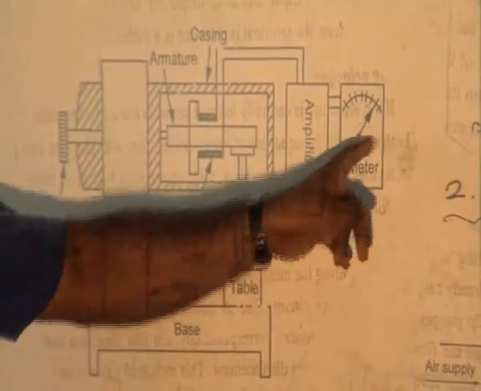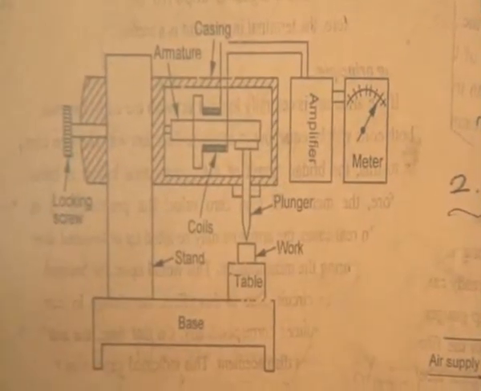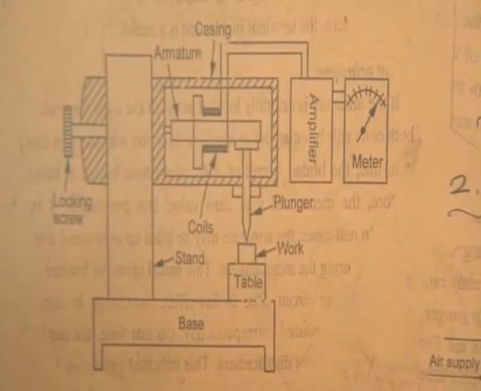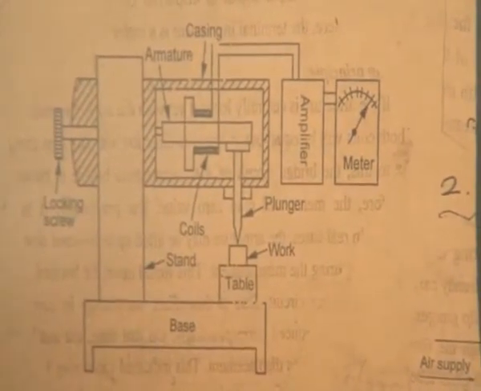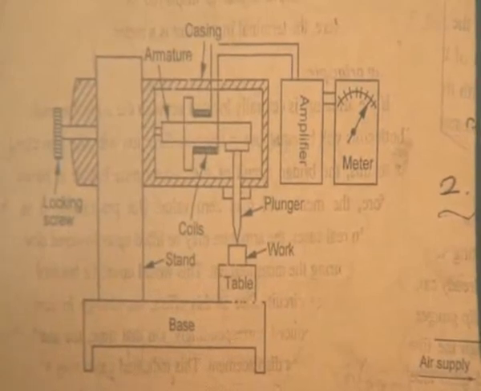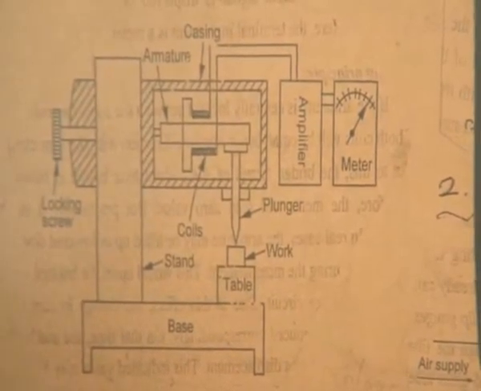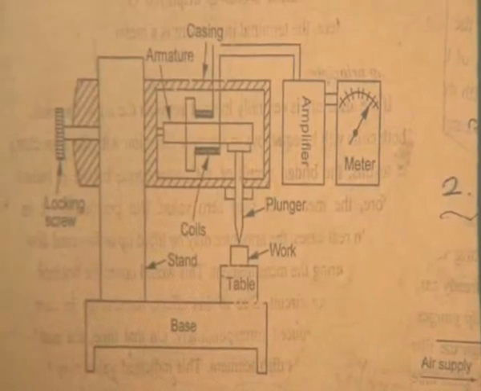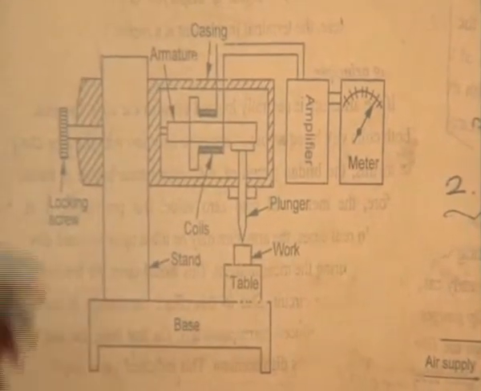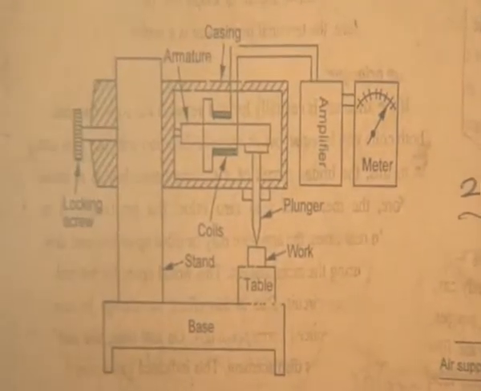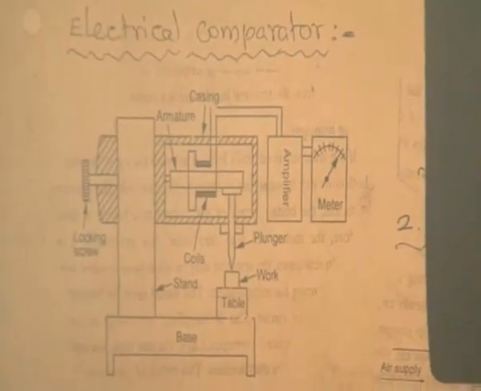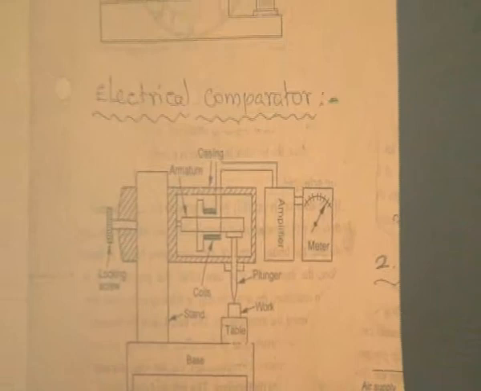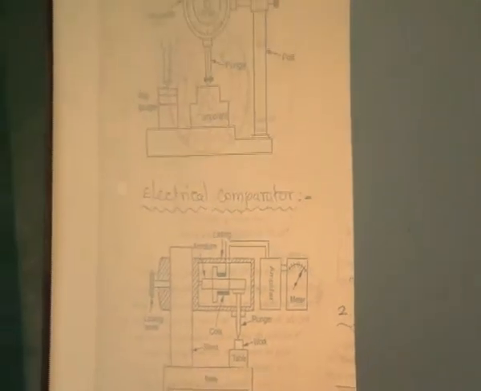Here we are using the analog system. The meter shows the variation in the value. The points and divisions are given, and based on that we calculate from the table. That is the main thing. This is the basic working principle of the electrical comparator. So that covers the mechanical comparator and the electrical comparator. Another type of comparator that we have to use is the pneumatic comparator.